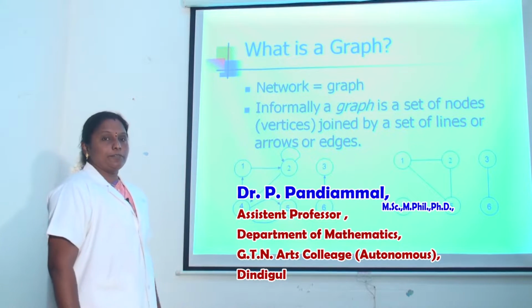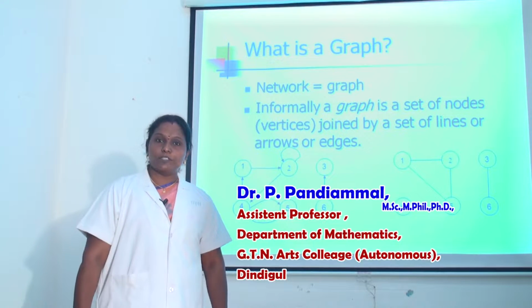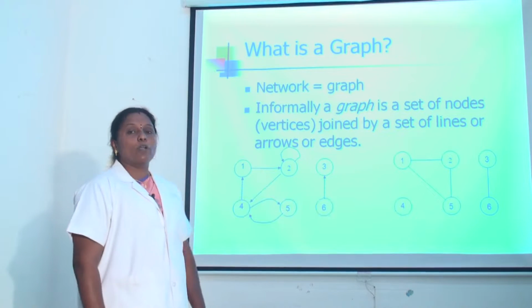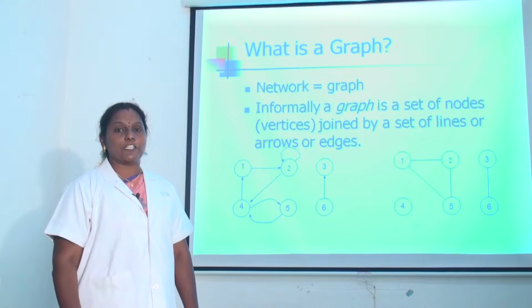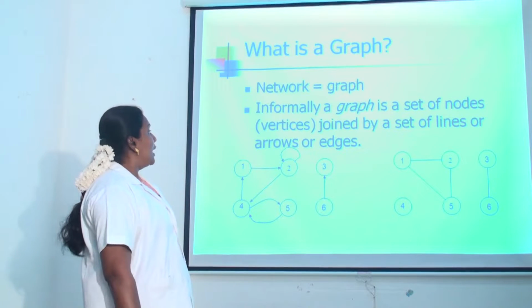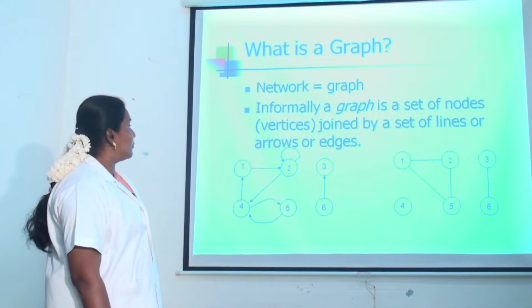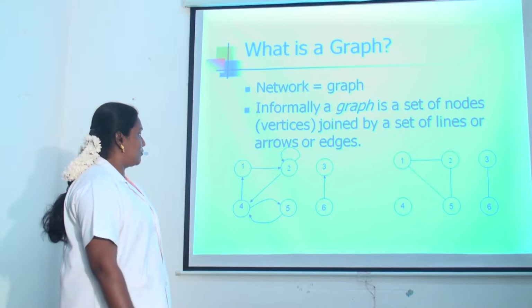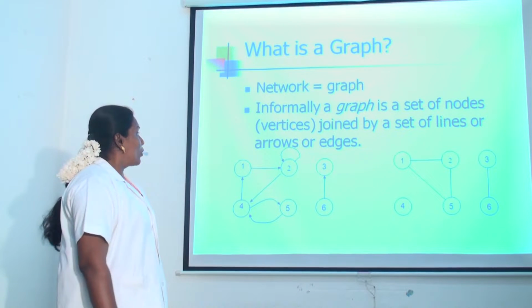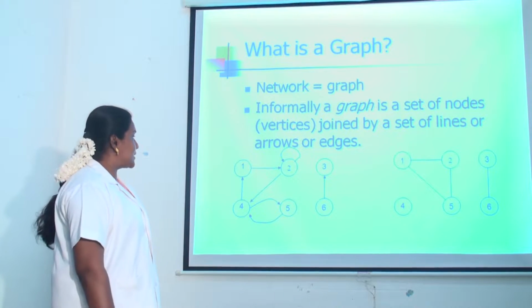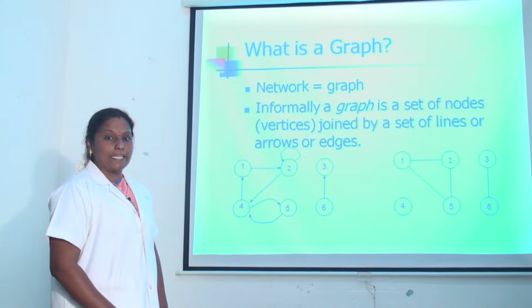Today I am going to take graph theory and basic concepts. What is a graph? We already know that a graph is a network. One of the main applications of graph is the network. Formally, a graph is a set of nodes. Nodes are also called vertices, points, etc., joined by a set of lines, arrows, or edges.